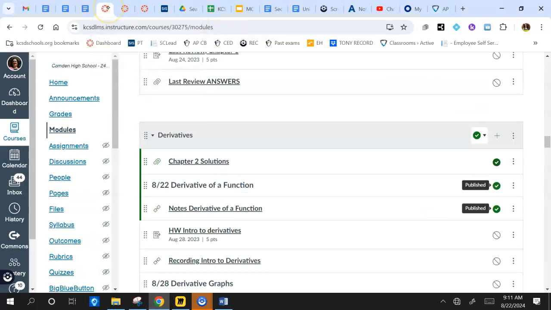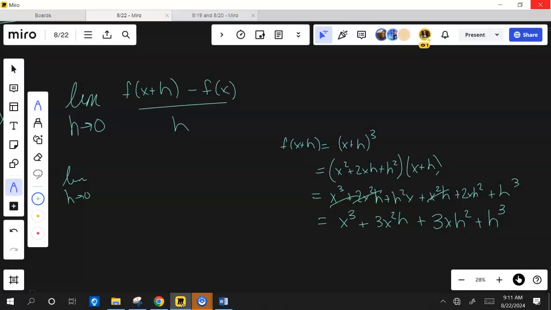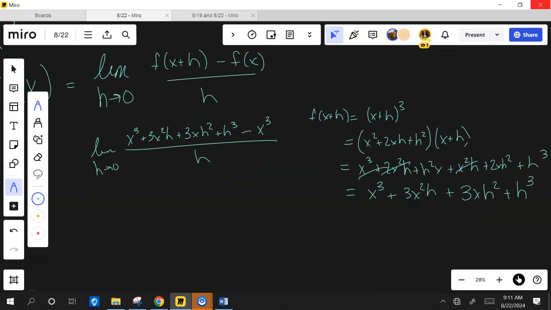Oh my gosh, y'all. Okay, it should be there. You should be able to see. Oh, yeah. Yeah. I just combined like terms. Miro should be working now. All right. Yes.